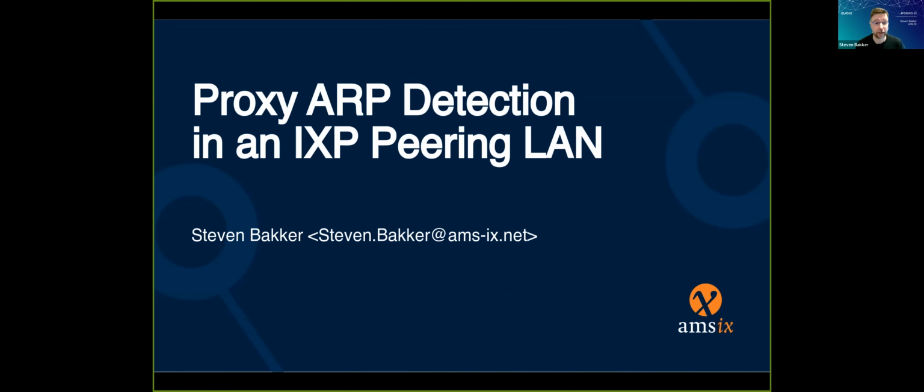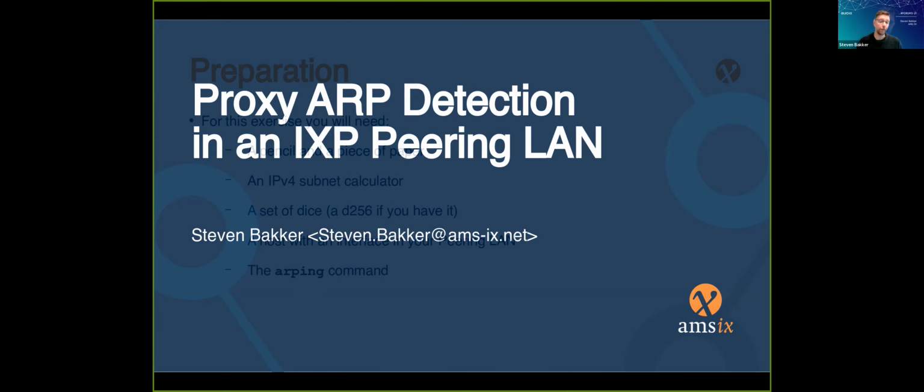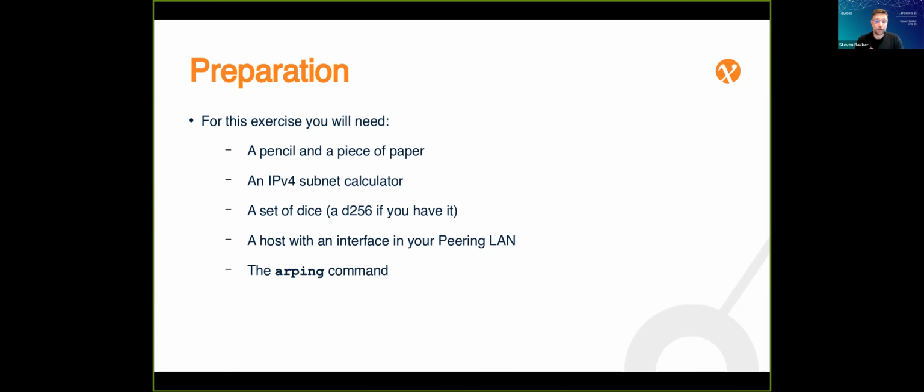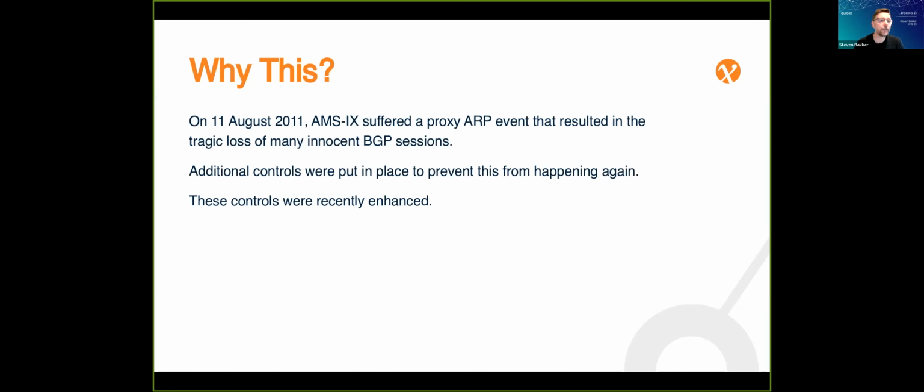I work for AMS-IX, and today I'll be talking a little bit about Proxy ARP Detection on an IXP Peering LAN. For this exercise, if you want to calculate along, you would need a pencil and a piece of paper, some way to calculate IPv4 subnets, and some random generation things, hosting a peering LAN and the ARPing command. If you don't have that, then you'll just have to listen to me.